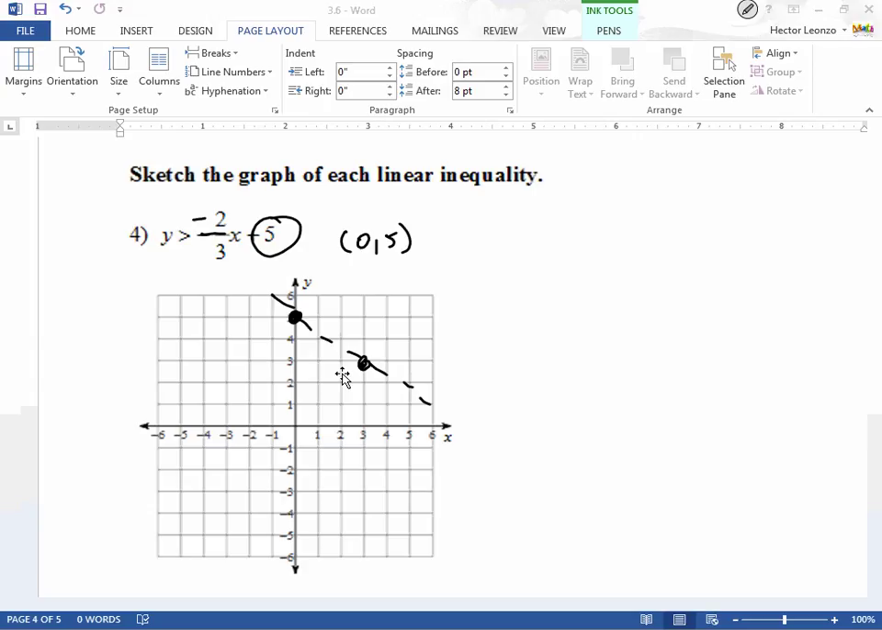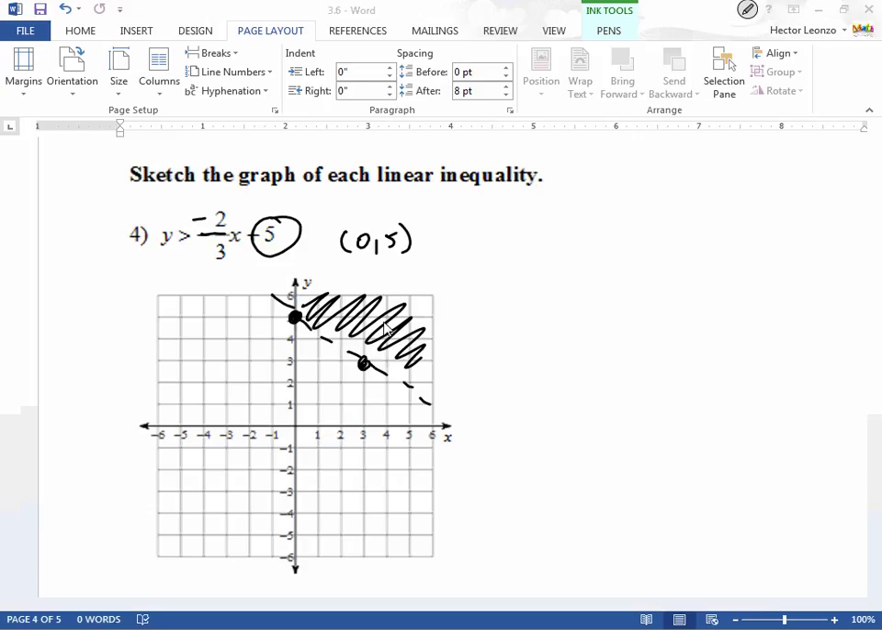Now I'm going to shade either above or below. Notice how y is greater, so I'm going to shade above the line, which means this area. Any point in the shaded area is a solution. The line is not included, so just the shaded area. Any point there, if we substitute it for values of x and y, will give us a true statement. Any point outside of the shaded area, so any point here, will not give us a true statement.